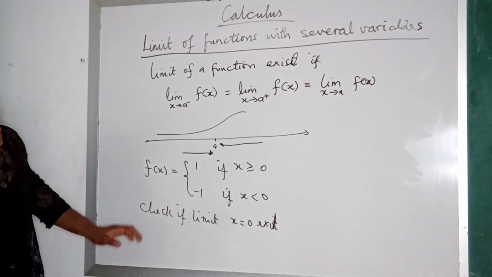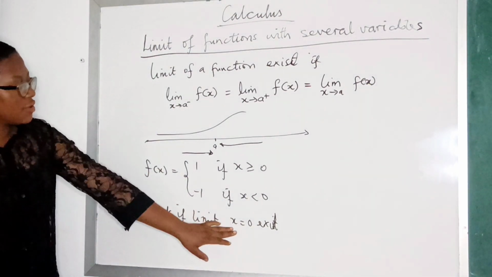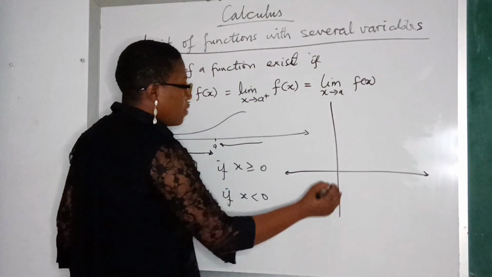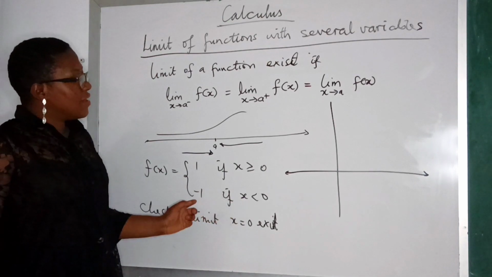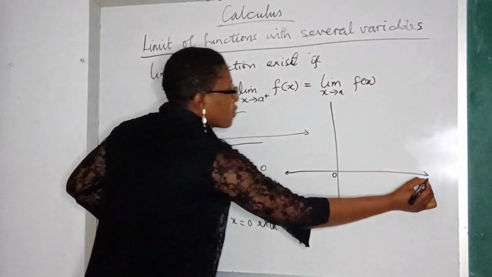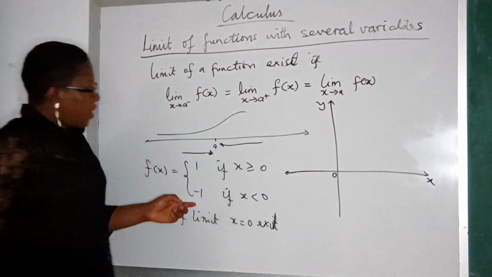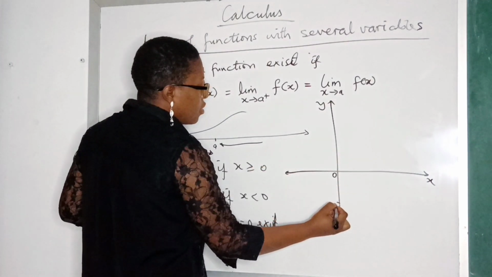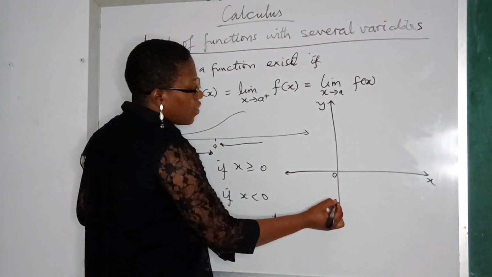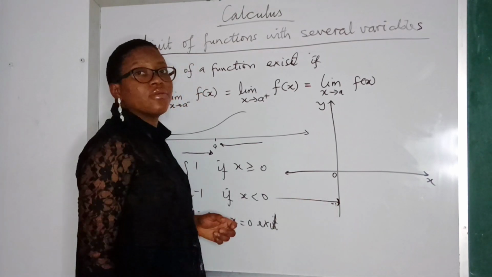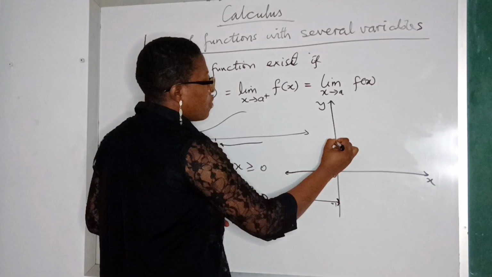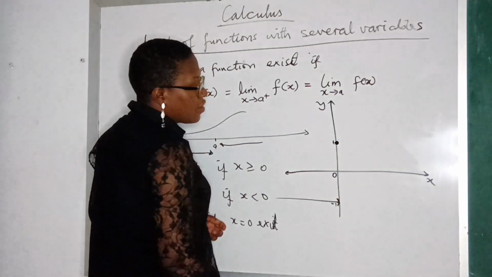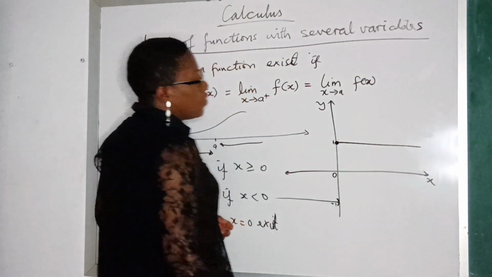What is the limit as x goes to 0? First of all, you can just draw it so you can see. So this is 0, and this is x, 1. If x is less than 0, we have minus 1. So let's locate minus 1 here. If x is less than 0, excluding 0, it's going to be minus 1. And then if x is greater than or equal to 0, it's from here. It takes even 0, and then all the way.